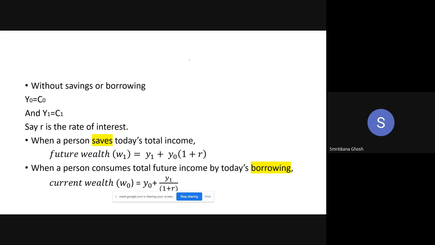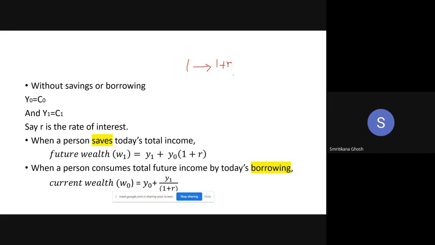If you borrow 1 rupee today, then tomorrow you have to pay 1 plus r, right? Is this okay? Yes, ma'am. So you have to pay 1 plus r tomorrow.